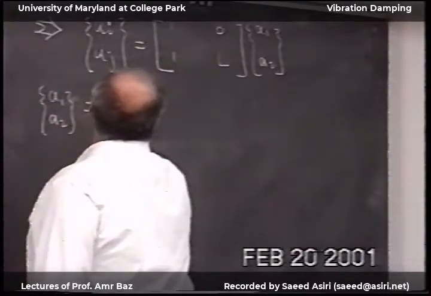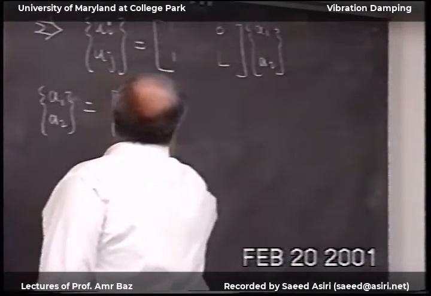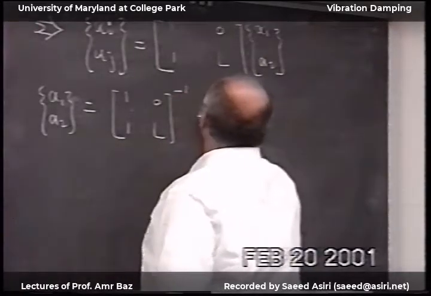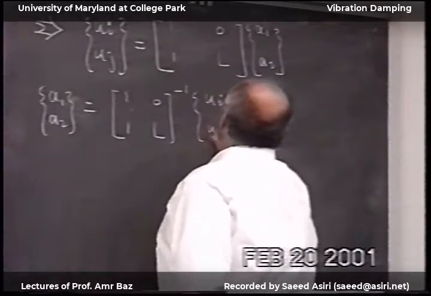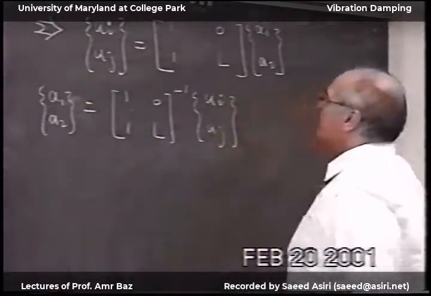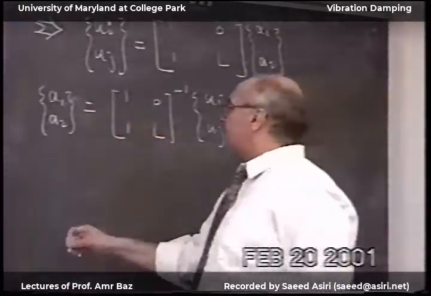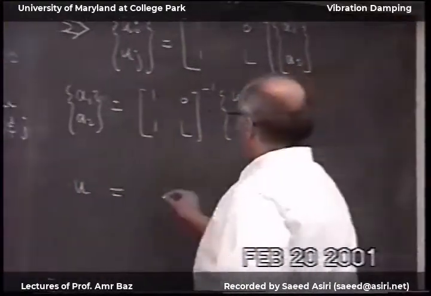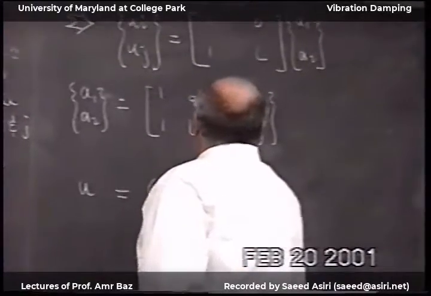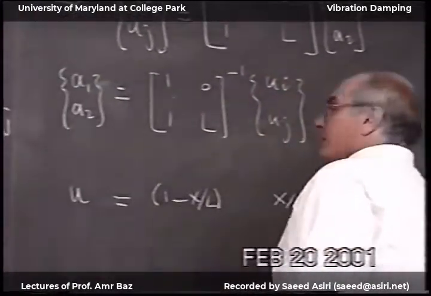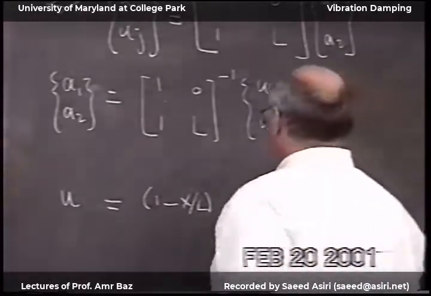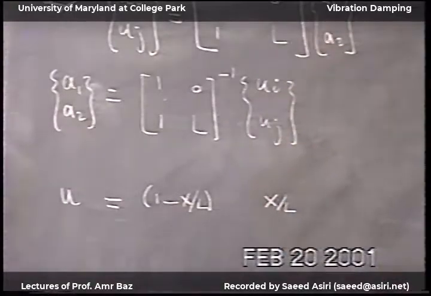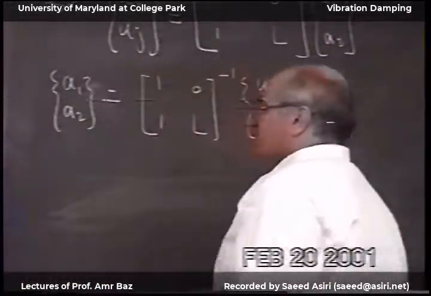And this will equal the inverse times ui and uj. We solve for this and plug in here. You'll see that u will equal 1 minus x over L, x over L. I'm sorry, before we do this, let me just show where it comes from.